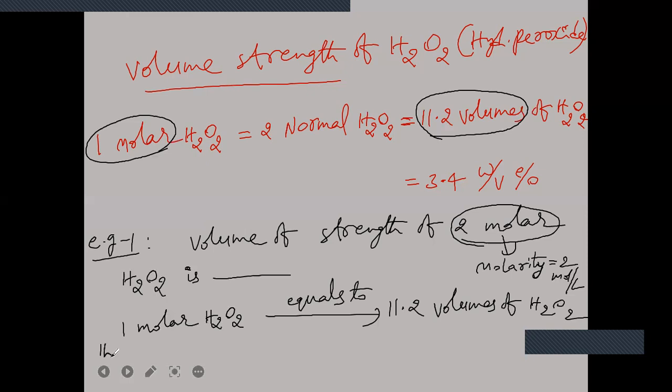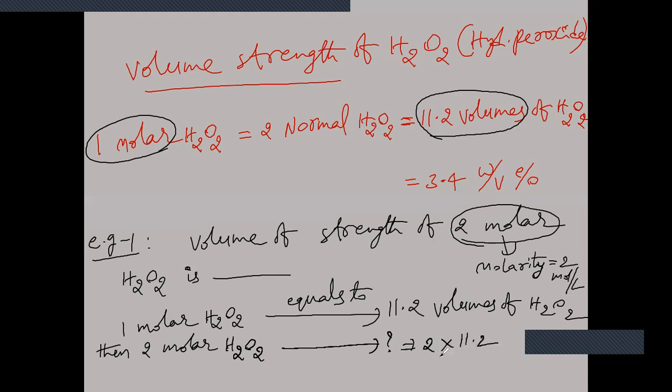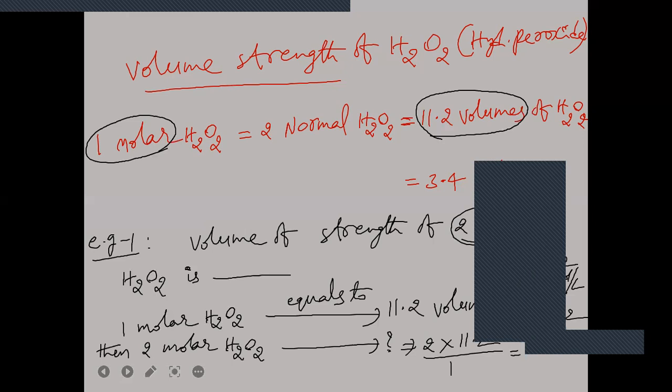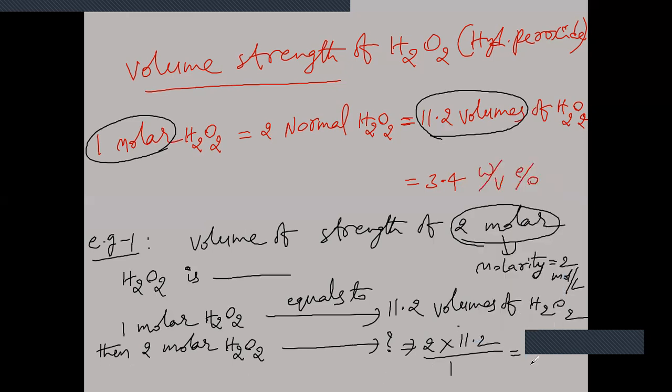Then the question: what is given? How much molarity is given? 2 molar. Then 2 molar H2O2 is equal to how much? Now do cross multiplication here. So 2 into 11.2 upon 1. That equals how much? 11.2 into 2 is 22.4. So 22.4 volume.